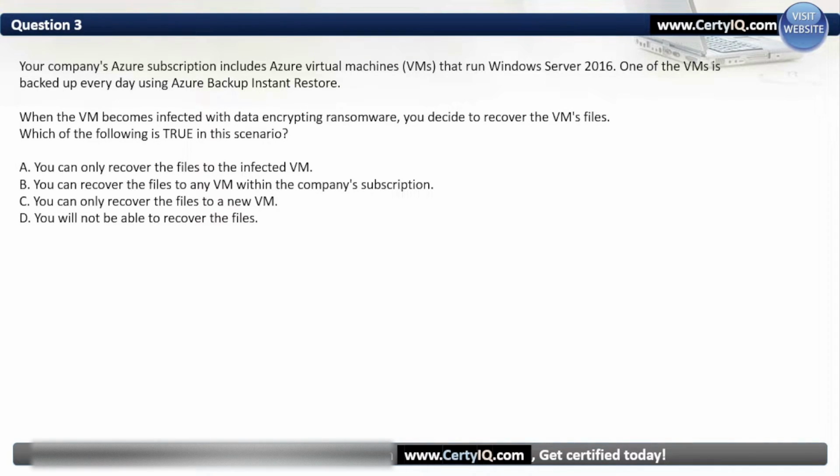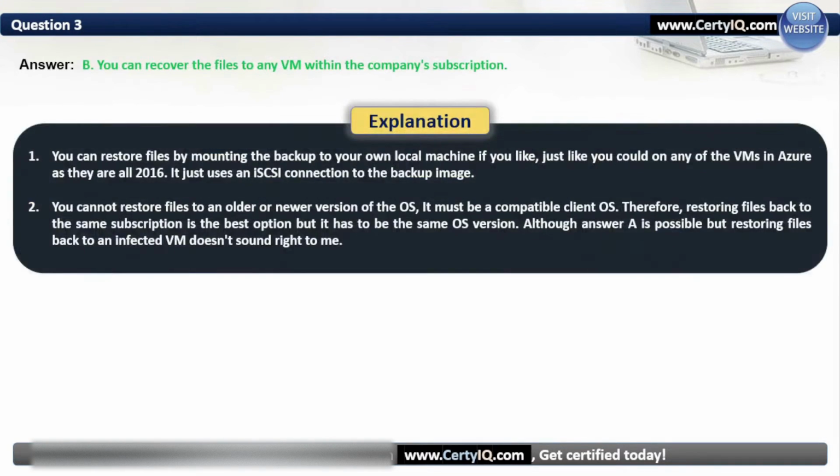The correct option is B. You can recover the files to any virtual machine within the company's subscription. You can restore files by mounting the backup to your own local machine if you like, just like you could on any of the virtual machines in Azure, as they are all 2016. It just uses an iSCSI connection to the backup image.